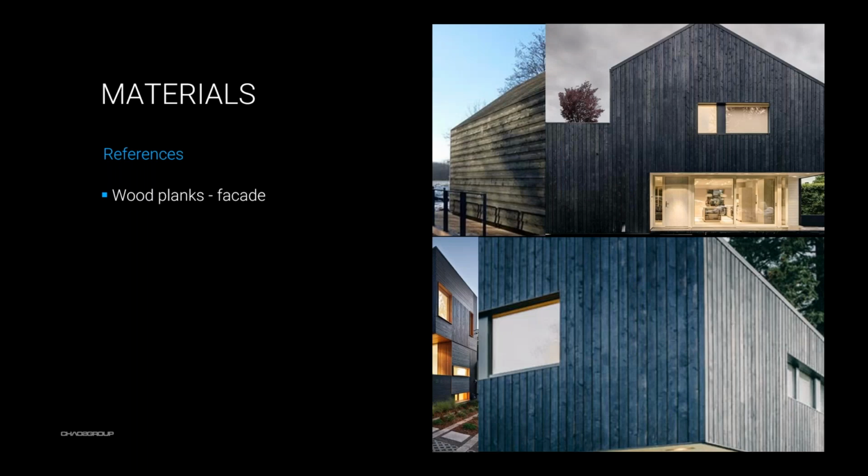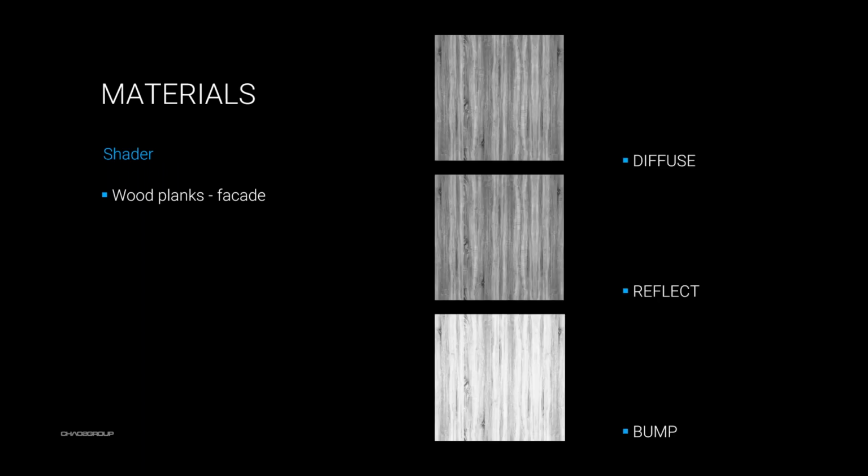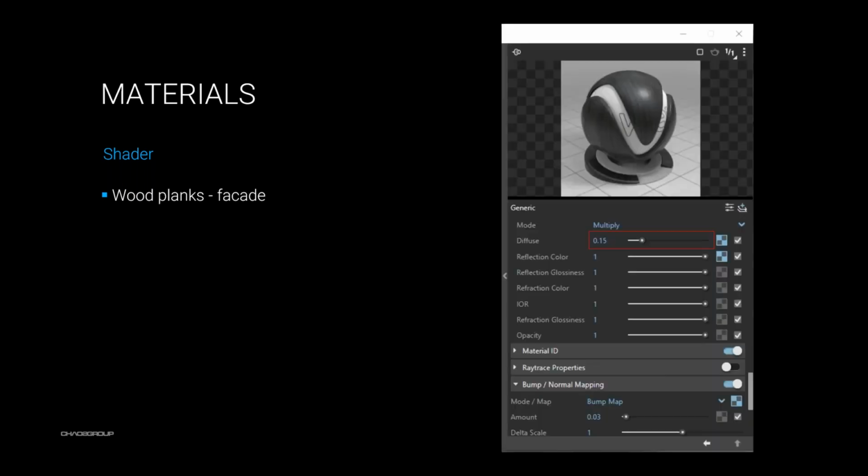Another material, the wood planks, they're really simple material, custom again, with three textures: diffuse, reflect, and bump. But as you can see, the diffuse is really bright. And for that project, I wanted to create dark wood. We can really easily change that. We can just open Photoshop or another image editor and make it darker. But in that case, I did something else.